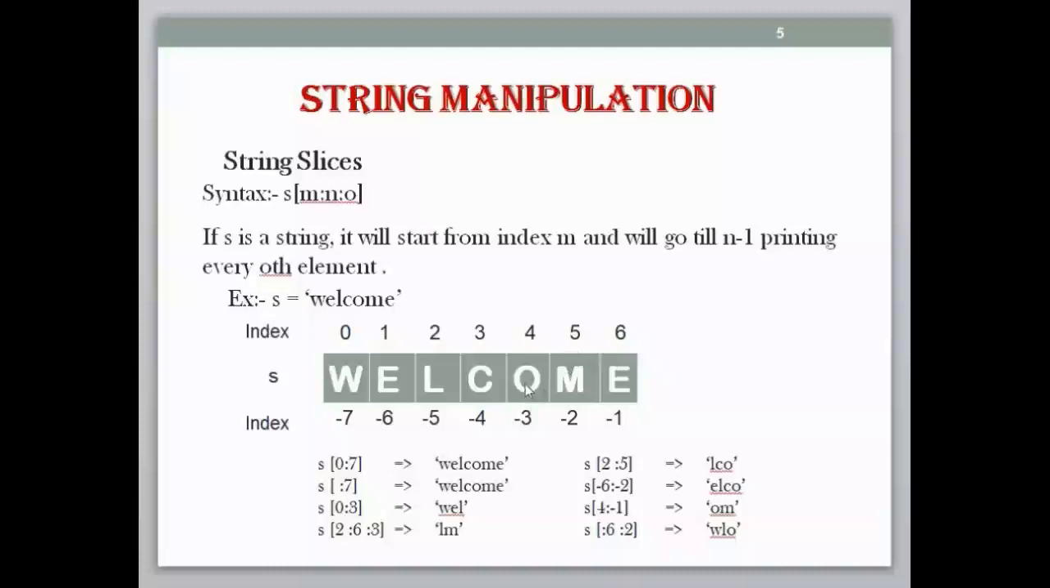So the answer will be O and M. Now the last example. See, the first value is not given, so by default it will be 0. The second value is 6 and the interval is 2. So it will start from 0, go till 5, and print every second element. So W, then L, then O. So this is how you do string slicing.